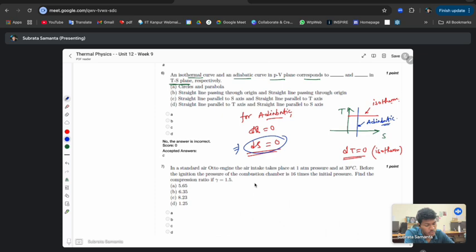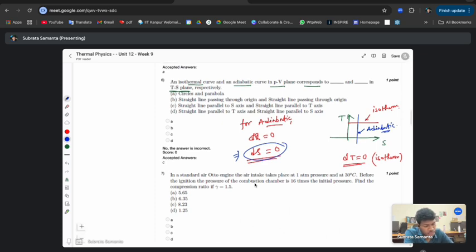So both are basically straight lines. First, the isotherm curve corresponds to a horizontal straight line, parallel to the S axis. And your adiabatic curve is a straight line parallel to the T axis. Yes, so option C is correct.